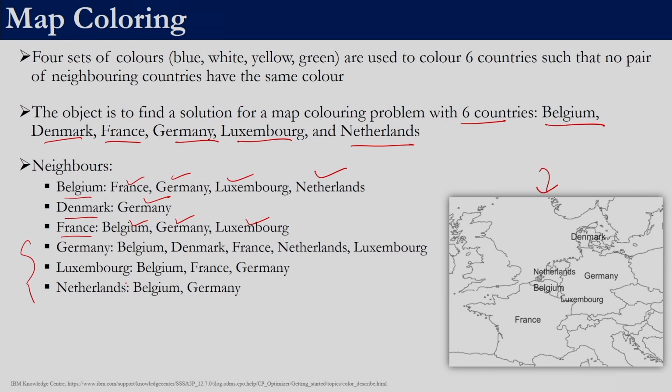So, over here Netherlands and Belgium cannot have the same color, Netherlands and Germany cannot have the same color. If 2 countries are not neighbors, for example France and Denmark are not neighboring countries, they can have the same color. The colors which can be used are blue, white, yellow and green.